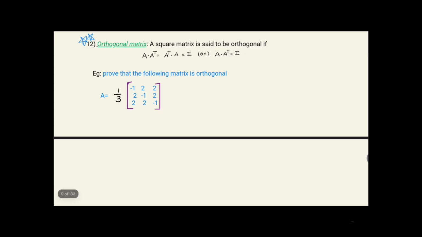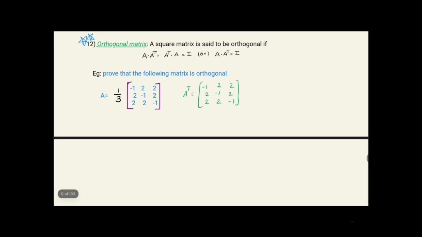First, what should I do? I should write the A transpose here. First write down A transpose. What is the first row? It becomes a column, that is minus 1, 2, 2. Interchange the rows and columns. So 2, minus 1, 2, 2, 2, minus 1. Is that okay, students? Now, what is the next step?